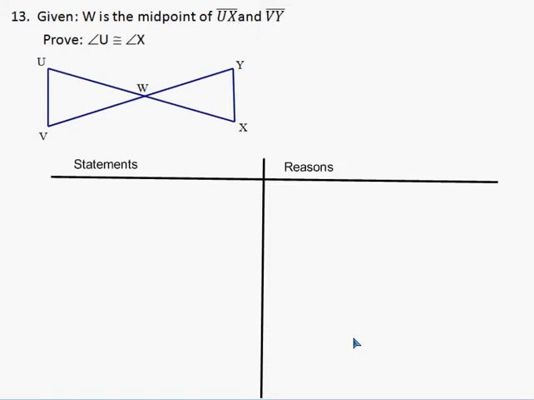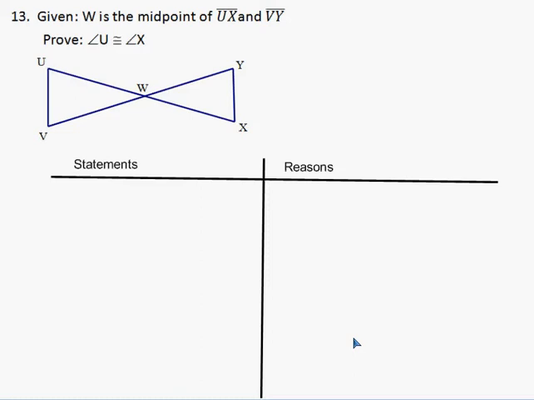All right, number 13 here is a proof. We're given that W is the midpoint of UX and VY, and we want to prove that angle U is congruent to angle X. Now when we do a proof, we want to go step by step and start with what's given and then work our way and show what we're trying to prove.